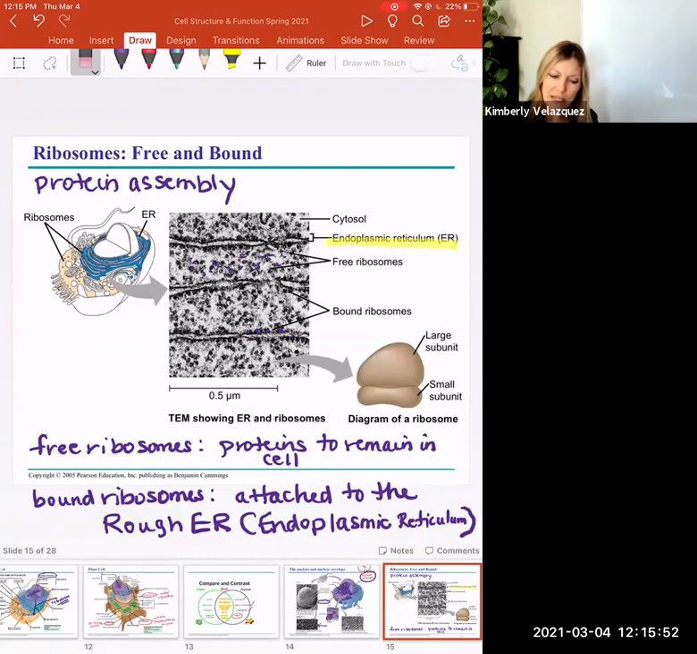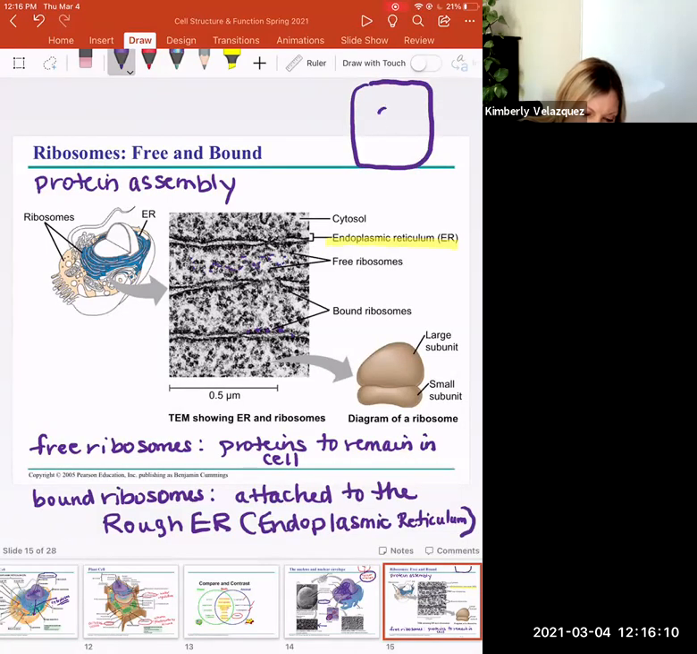Those bound ribosomes are attached to the rough endoplasmic reticulum. And this is actually a pretty good setup, and I'm going to show you why. So if this is a typical cell, and here's the nucleus. And then attached to this nucleus, we have some endoplasmic reticulum, membranous sacs, and on the endoplasmic reticulum, we have some ribosomes.